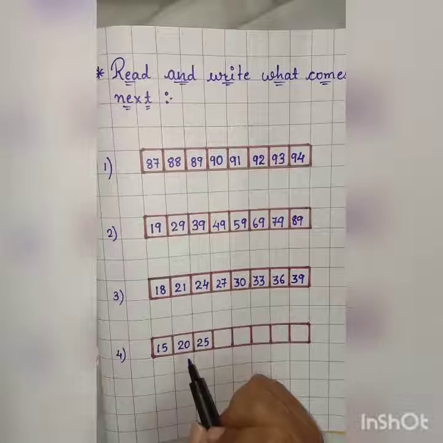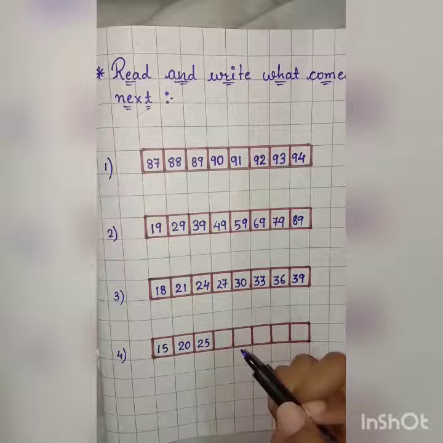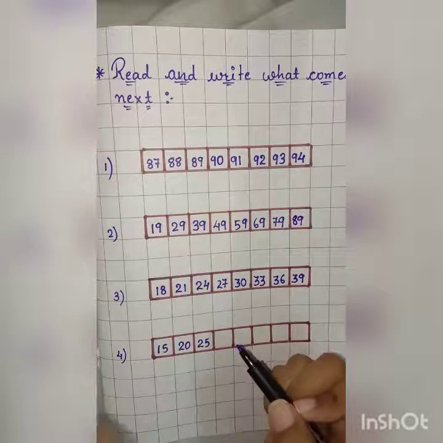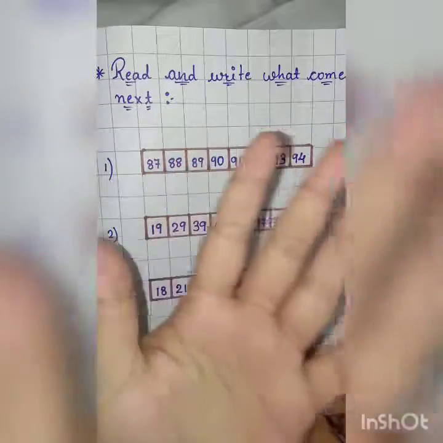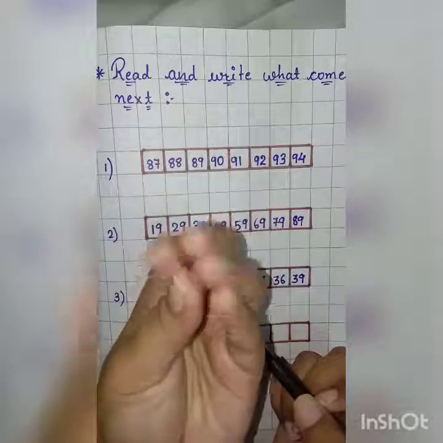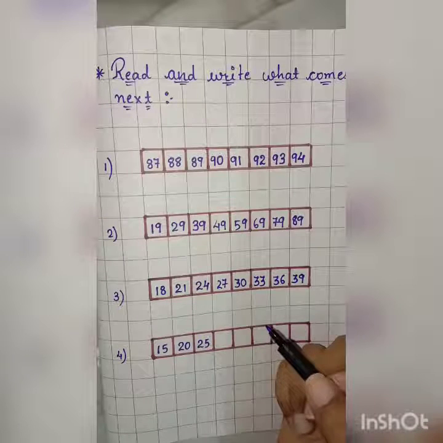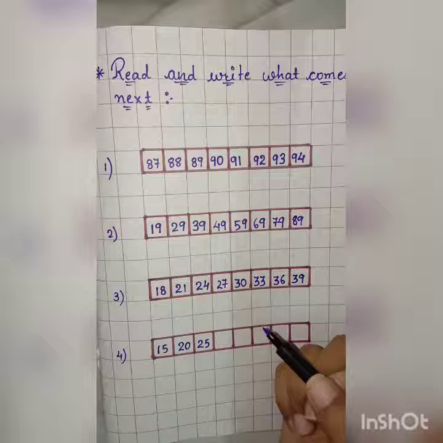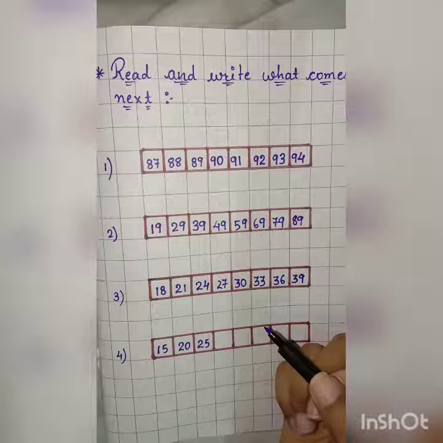15, 20, 25. First of all, let's count the total numbers from 15 to 20. 16, 17, 18, 19, 20. That means we have the gap of 5 numbers. So, here we have an example of counting by 5. That means we have to jump 5 steps at a time.